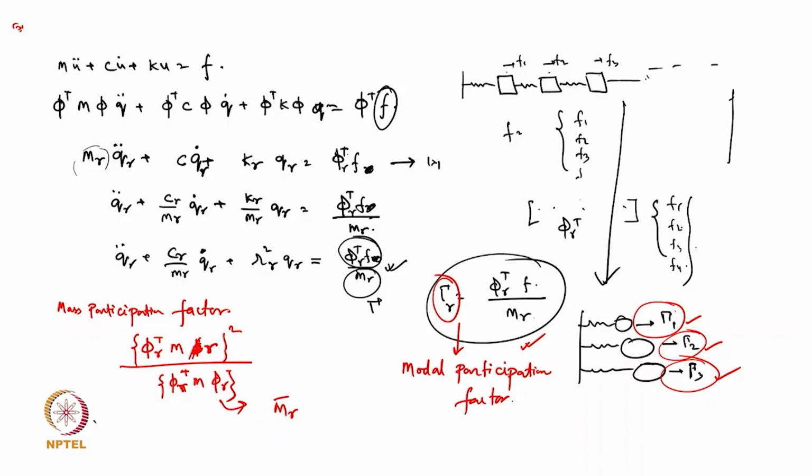So here that r is a different thing, that is not at all coming from phi r. That r is telling how the forces are coming in each mass due to the uniform base excitation. Okay, I will derive that portion also. And M is the mass matrix and phi r transpose is the mode shapes.